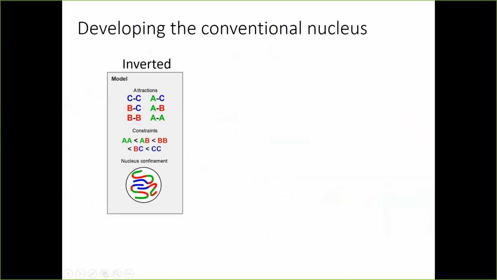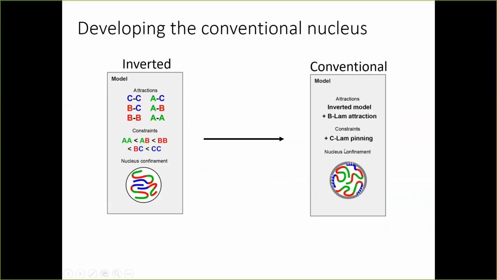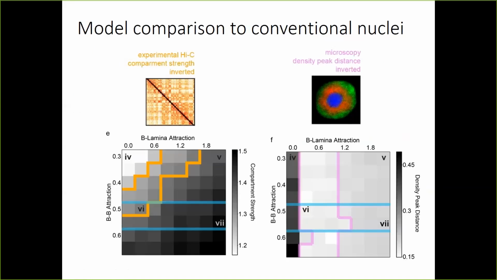And so the way we did that is we just took the inverted model and then we added interactions of B chromatin to the lamina and C chromatin to the lamina as well. This is in accordance with what Irina has found about conventional and inverted nuclei. And so when you simulate that model, you can do a very similar thing to what we did before.